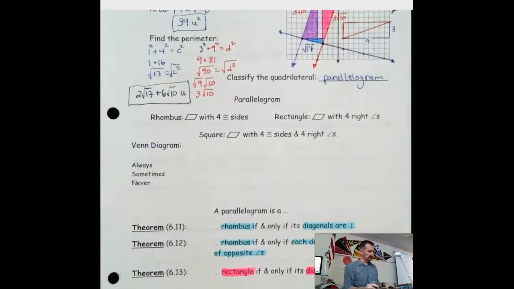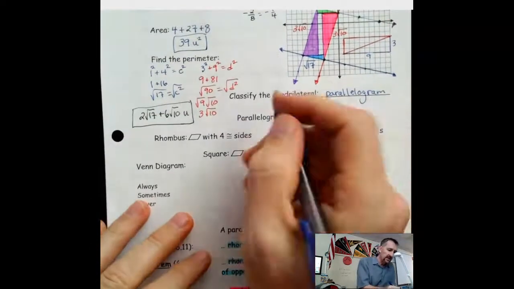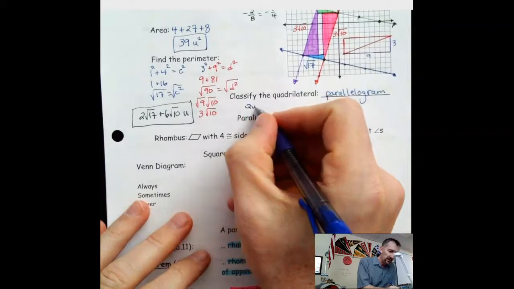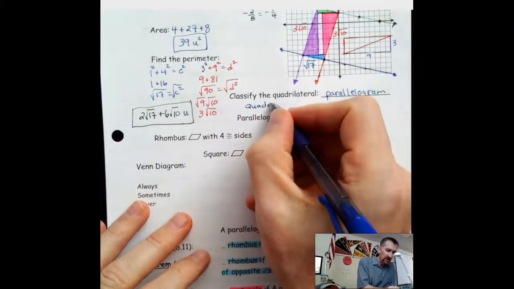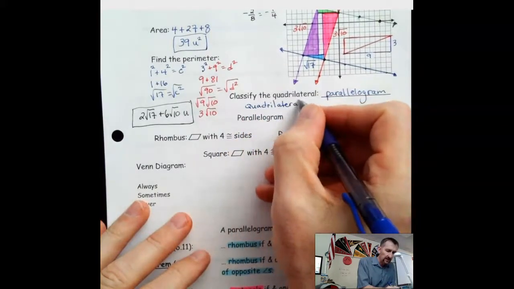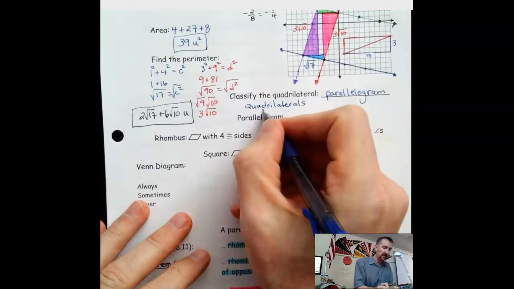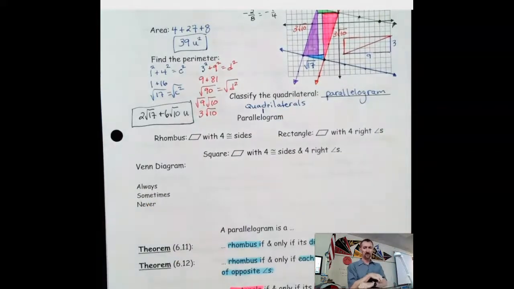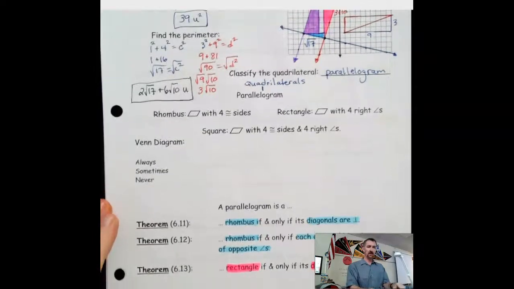So today's lesson we are talking about some special types of parallelograms. And if we're making a family tree here, really the big category would be quadrilaterals, four-sided figures. And underneath the quadrilaterals we have parallelograms. And we have some other things too we'll learn about later.